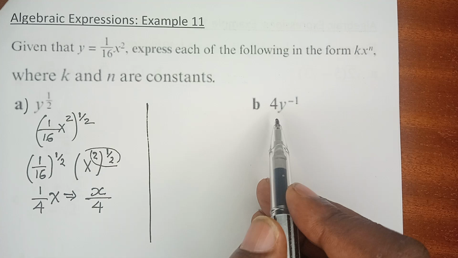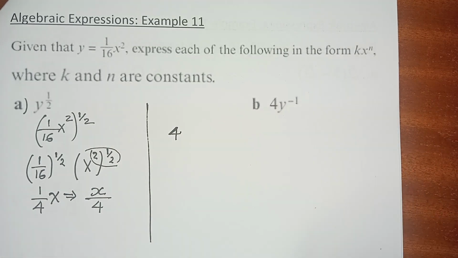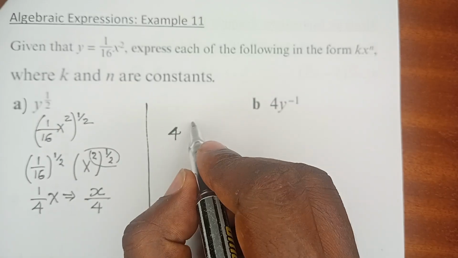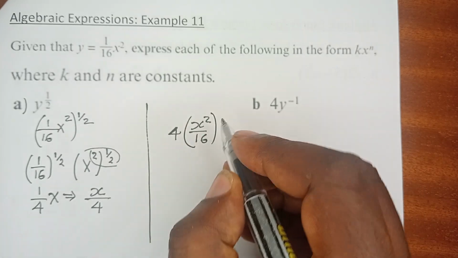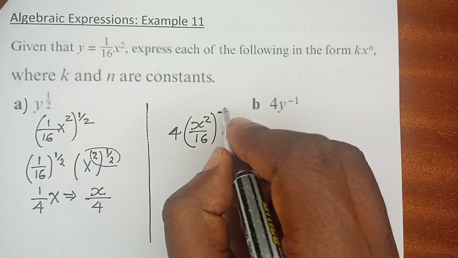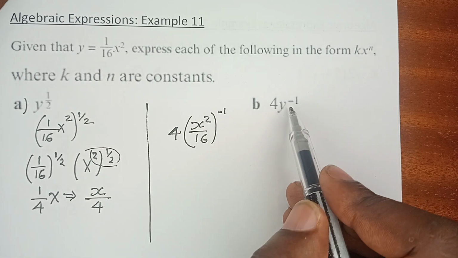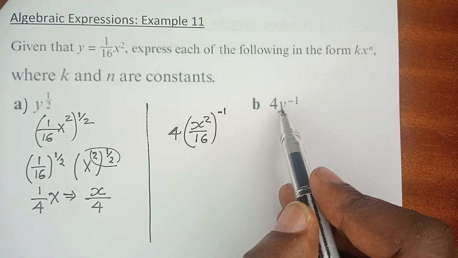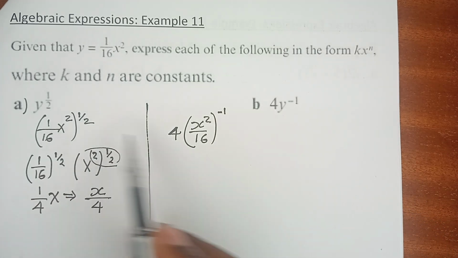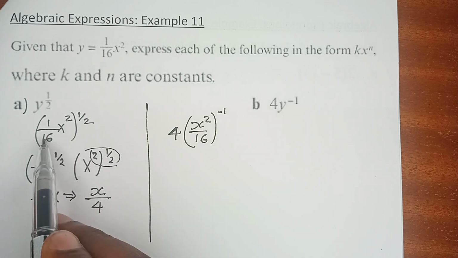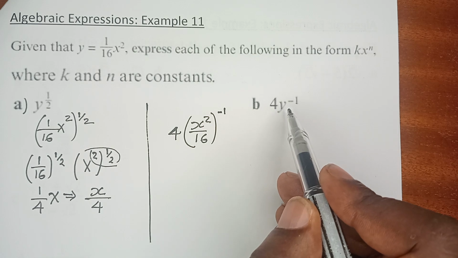Here we have another part whereby we have 4y raised to power negative 1. And what is y? Y is x squared over 16, raised to power negative 1. We must note that this negative 1 is only affecting the y. It is not affecting the 4. It's not like this half, which is affecting everything inside here. This negative 1 is only affecting the y.